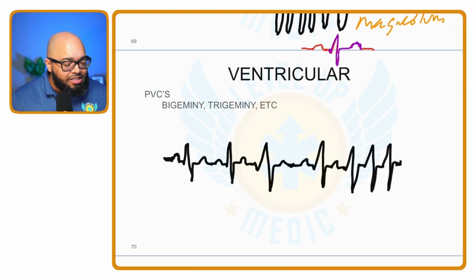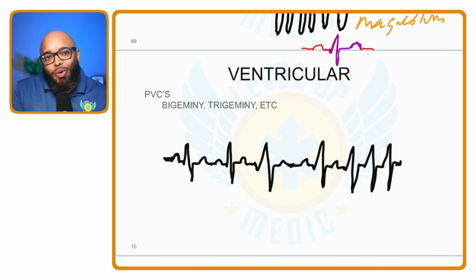If you have, for instance, every third beat as a PVC, that would be trigeminy. It could be every fourth beat is a PVC. That would be quadrigeminy, right? Now, which do you think is worse?